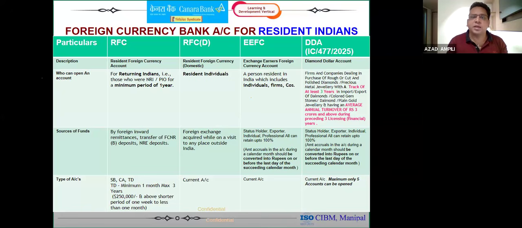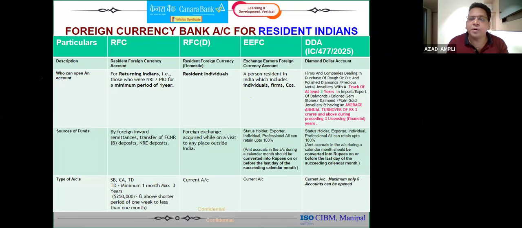But one condition is that amount accruals in the account during a calendar month should be converted into rupees on or before the last day of the succeeding calendar month. Whatever funds are coming this month, by next month, like by November 30th, I should use that. Otherwise, the bank has the right to convert that money into rupees. Why is this rule there? We want foreign currency to be liquid, so that everybody can utilize it. No foreign currency should be blocked in one account. That is the reason this rule is there.